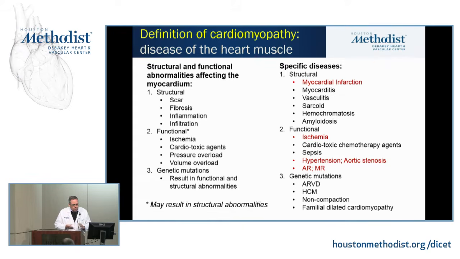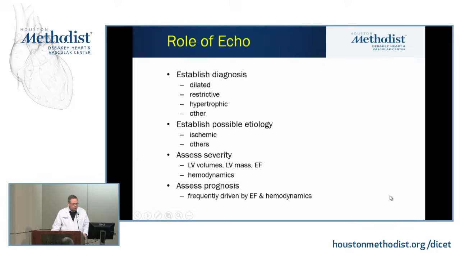And then a lot of genetic mutations, every day something new is being discovered. But in terms of diseases, we have arrhythmogenic right ventricular dysplasia, the hypertrophic cardiomyopathies, non-compaction, and this entity that we call familial dilated cardiomyopathy. So echo helps a lot. It points in the right direction, although it does not always give us the diagnosis.